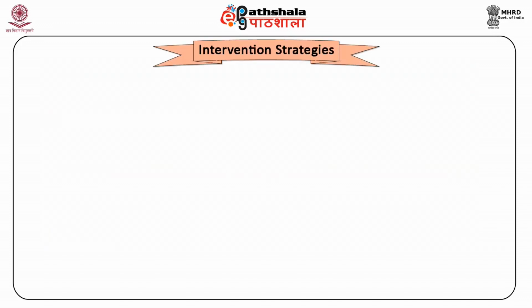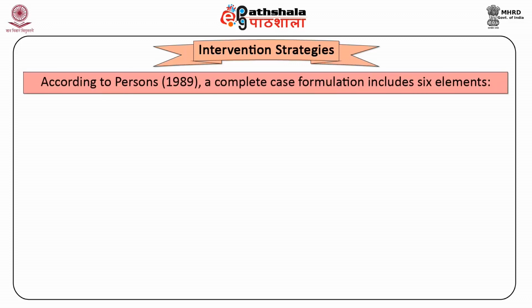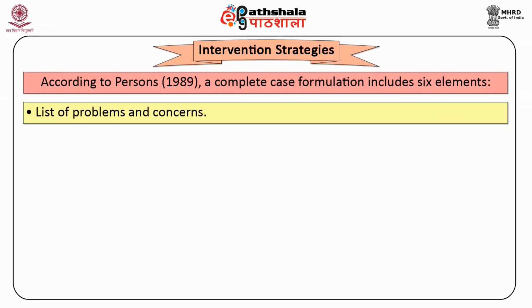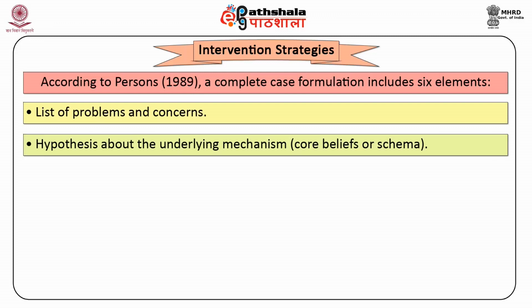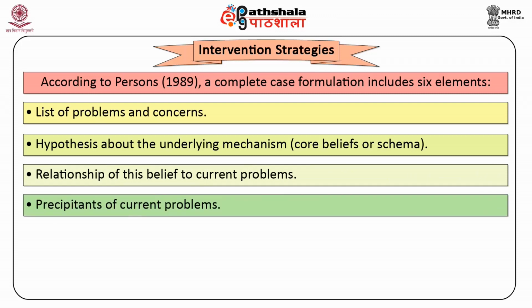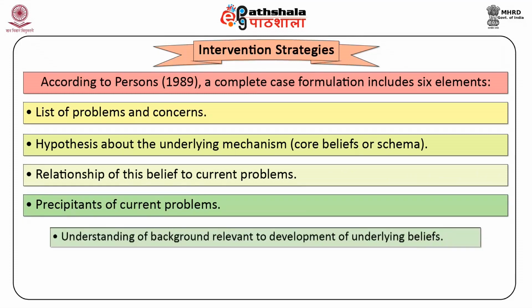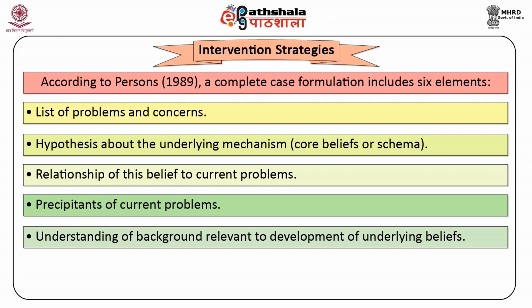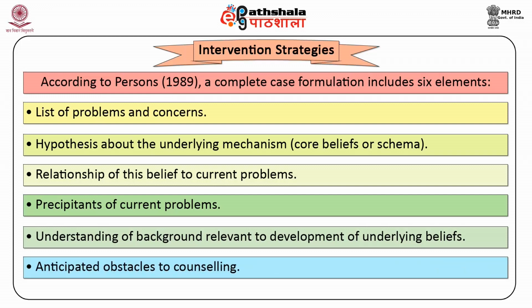Intervention strategies. Case formulation. Before practitioners move forward with interventions designed to modify cognitions, they take some time to develop a case formulation reflecting in-depth understanding of the client. According to Pearson's, a complete case formulation includes 6 elements: list of problems and concerns, hypothesis about underlying mechanism, relationship of this belief to current problems, precipitation of current problems, understanding of background relevant to development of underlying beliefs, and anticipated obstacles to counseling.